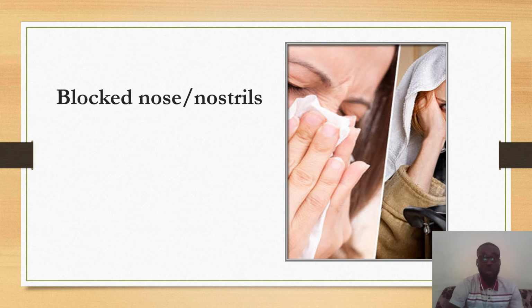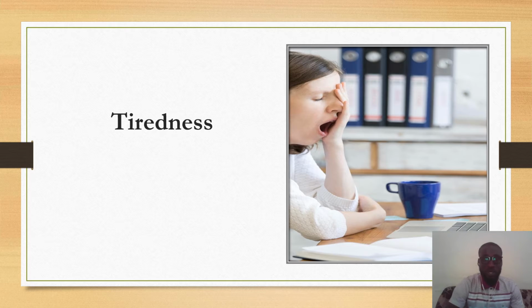Good. So we have blocked nose or nostrils. You can see in the picture that the person is really having some difficulty in breathing. Also, we have tiredness, whereby you really feel uneasy. You get exhausted with the least little thing that you do. It's a sign that you have measles.